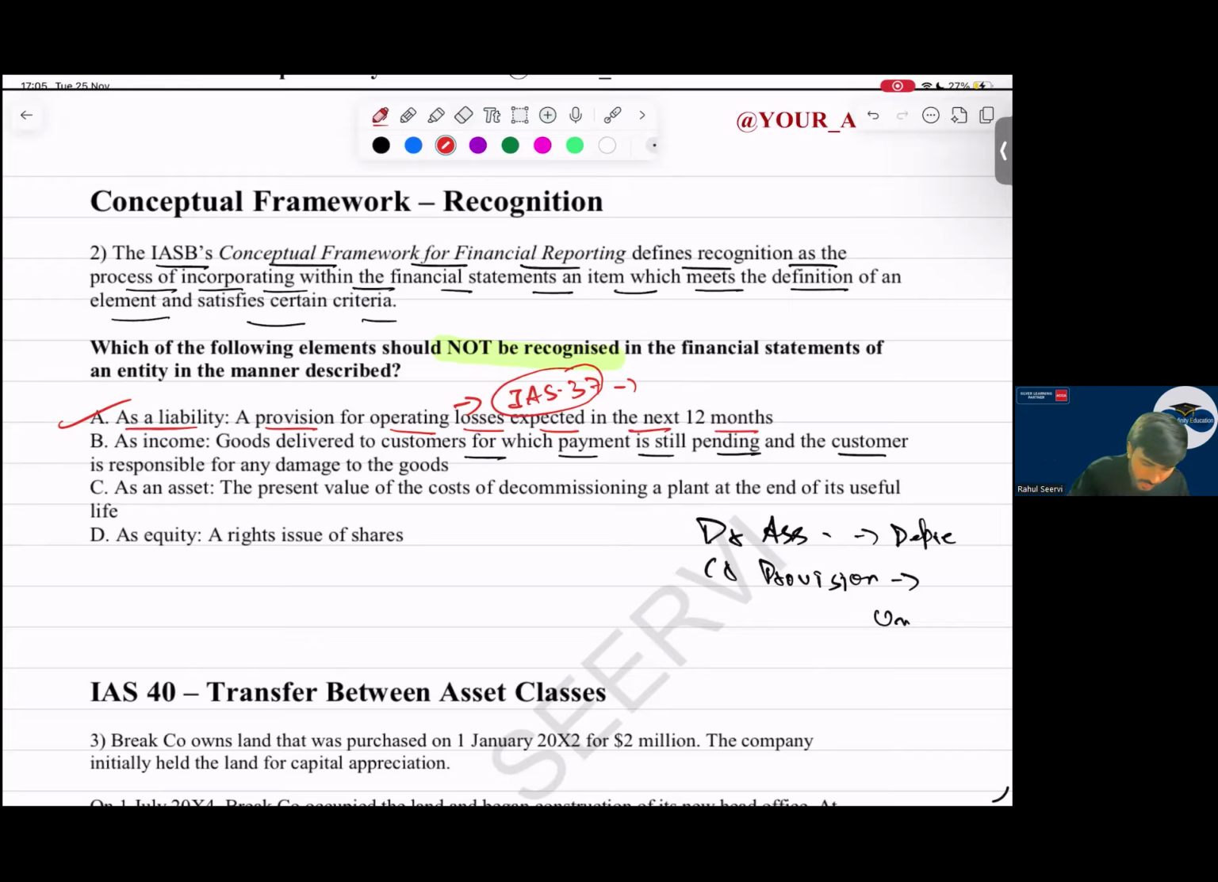So the right option is what? A is your right answer because we need not recognize it. I hope this is clear. So with this, the first two questions were straightforward and easy, nothing was out of the box.